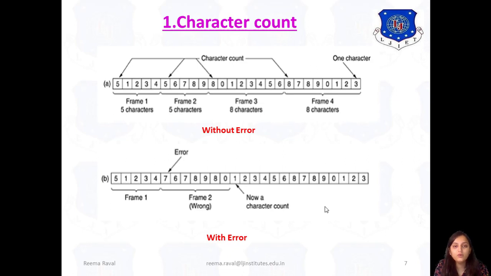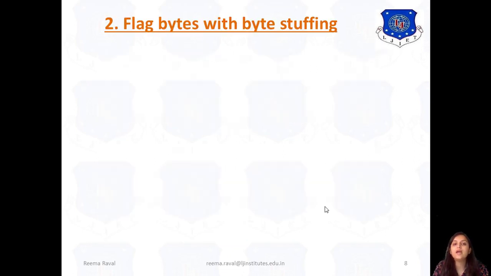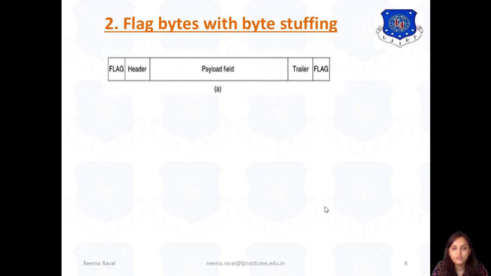Okay. Now let us consider the second method, that is flag bytes with byte stuffing. Now here the word flag indicates a particular specific bit pattern, or a fixed bit pattern, which indicates the starting and ending of the particular frame, right? Let's say for example we are considering a particular frame. In this frame the first field is the header, the second is the payload field, that means data, and the third one is the trailer, right? But in this particular frame, at the starting and at the ending of the frame, a flag is placed, which is a special bit pattern that indicates the starting and ending of this particular frame, right?